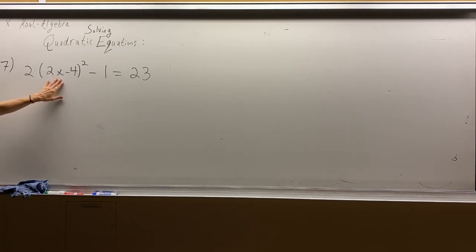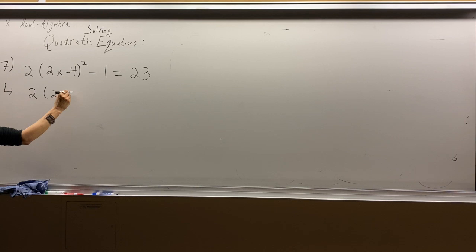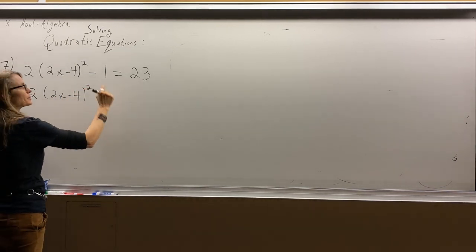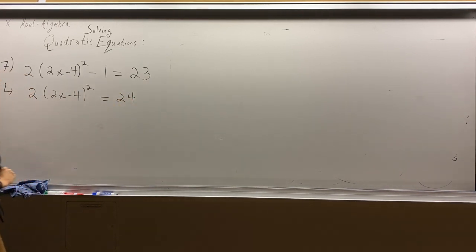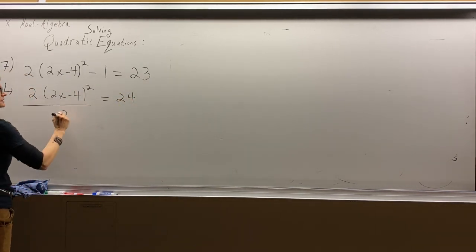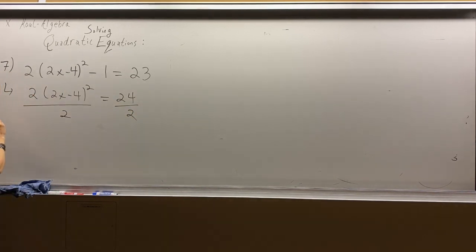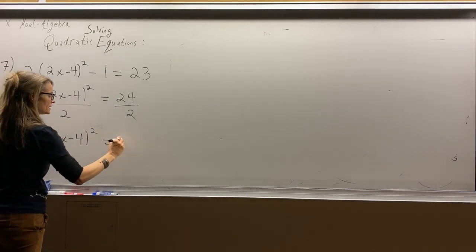We have a 2x minus 4 quantity squared. If you were to do a problem like this, you'd approach it the same way. You'd want to apply the square root property to solve. So I'd bring my 1 over, and I get 24. All these steps will be the same. I'll divide both sides by 2, and I'll have 2x minus 4 quantity squared, divided by, this divides out, so these cancel, and I'd have 12 on this side.